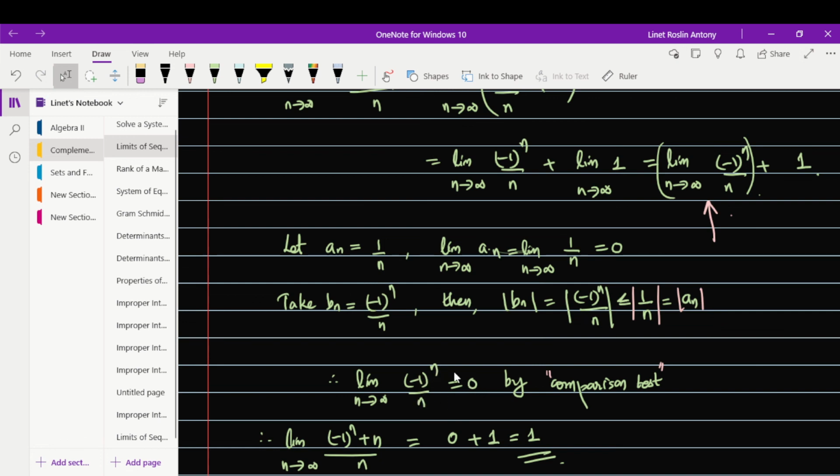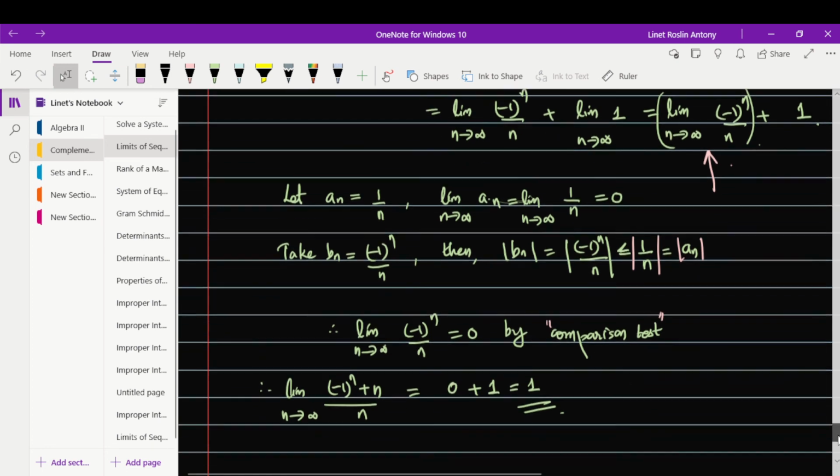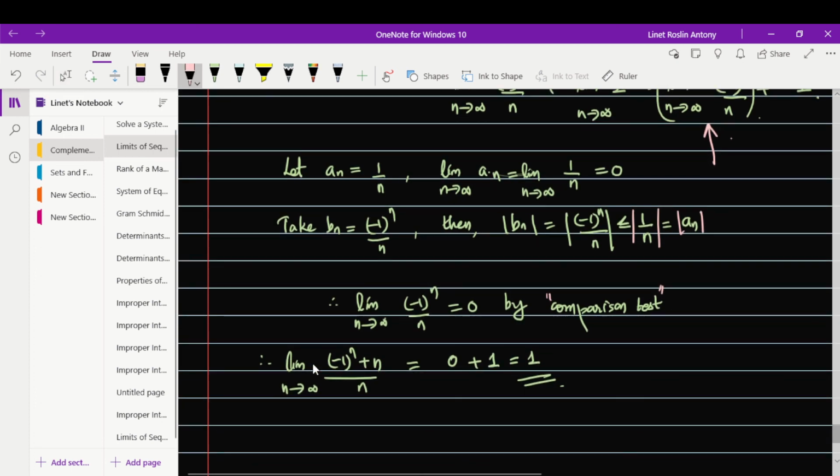We have not yet finished. We have to add what we obtained, right, to get the final answer. So limit n tends to infinity ((-1)^n + n) by n is equal to 0 plus 1. You obtained a 0 here, and 1 we had already obtained. So 0 plus 1, that is equal to 1.